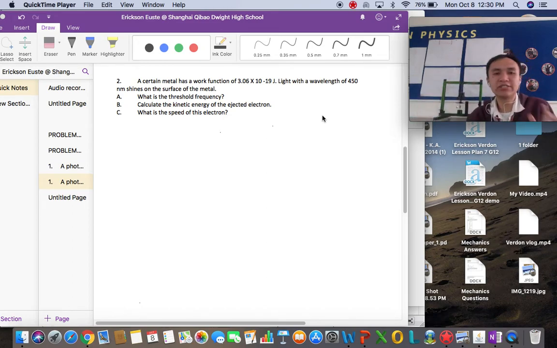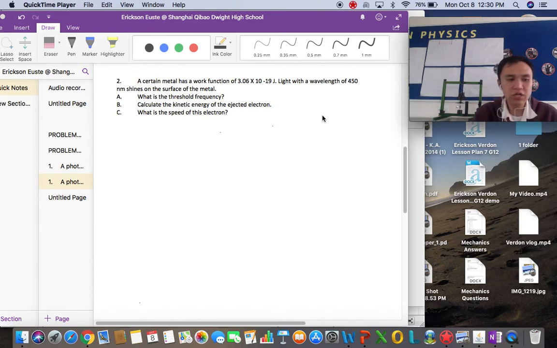Alright, so guys, let's go for number 2. A certain metal has a work function of 3.06 times 10 to the negative 19 joules. Light with a wavelength of 450 nanometers shines on the surface of the metal. What is the threshold frequency? Calculate the kinetic energy of the ejected electron and what is the speed of the electron.